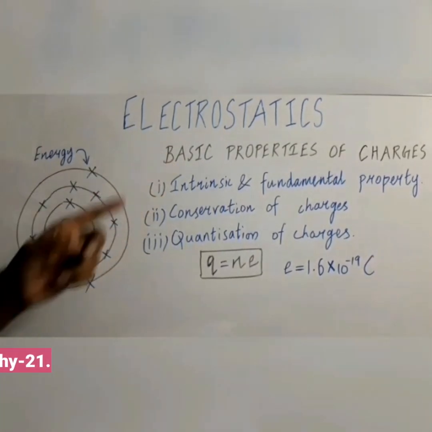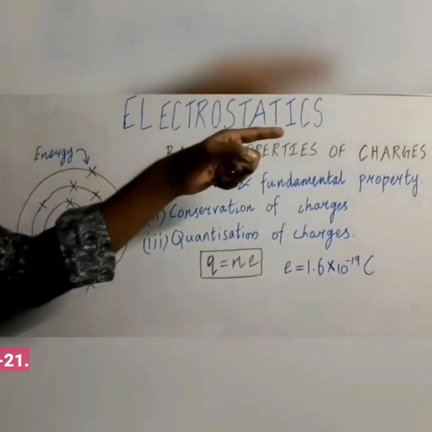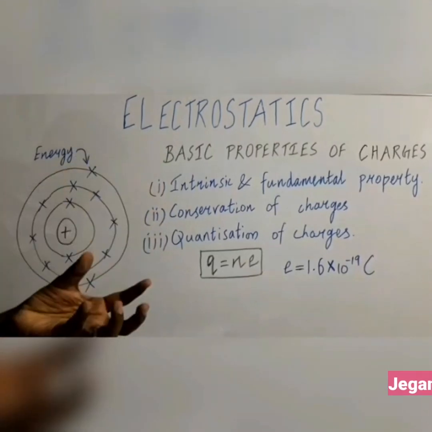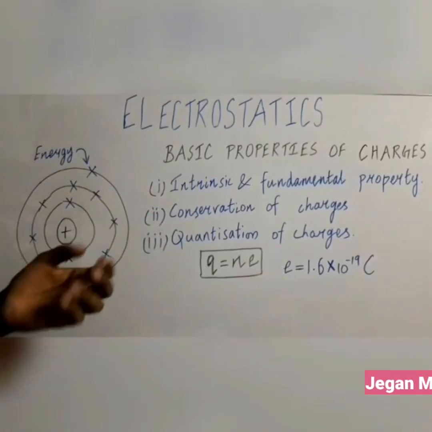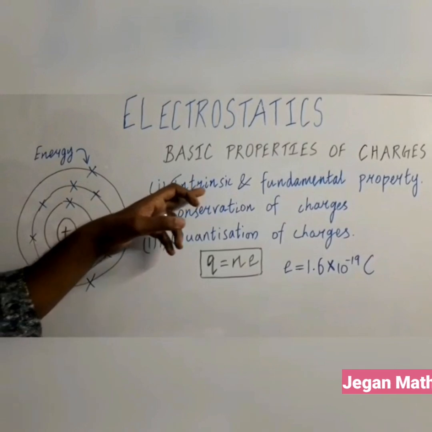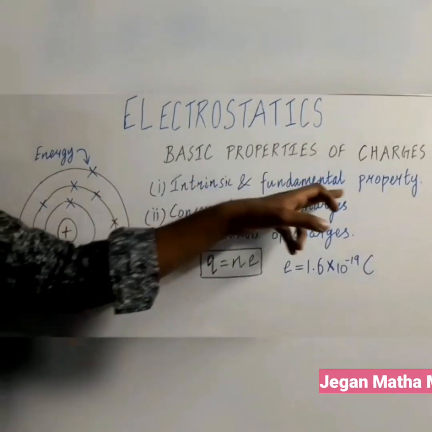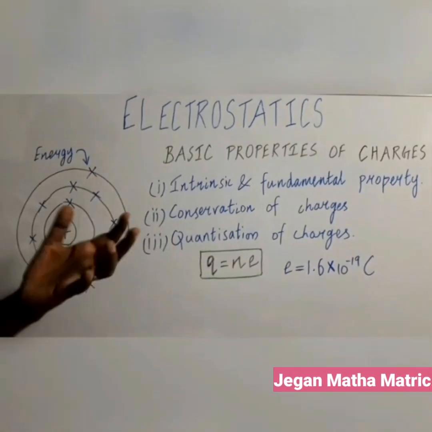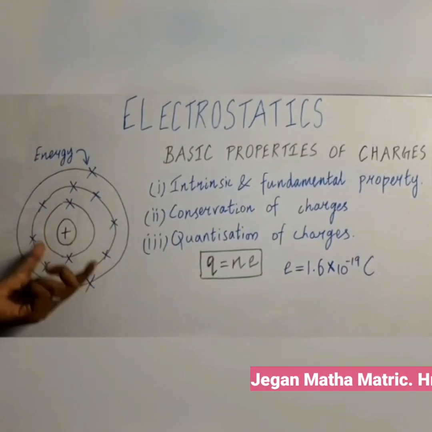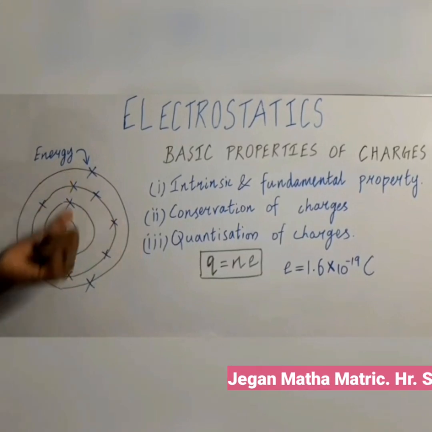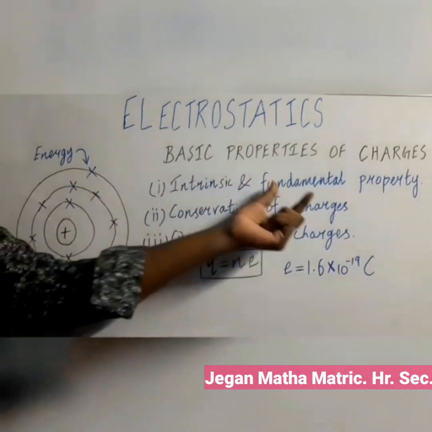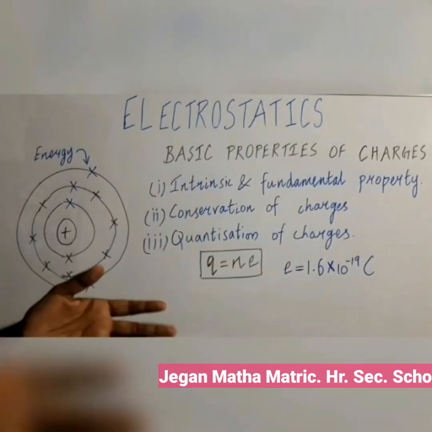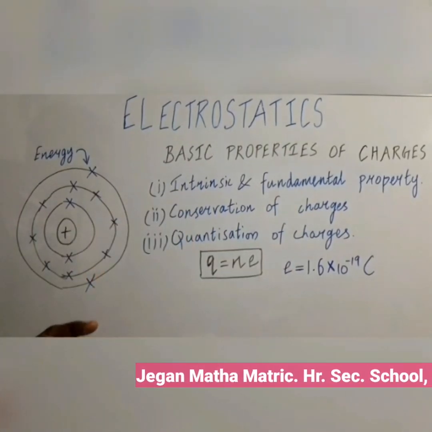Let us discuss the basic properties of charges. The first one gives the definition, or a simple idea, about charges. Charge is an intrinsic and fundamental property, because all substances are made up of atoms, and atoms are also made up of these charges. So charges are considered a fundamental property. The unit of charge is Coulomb.